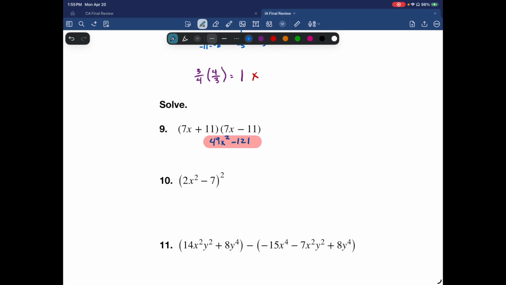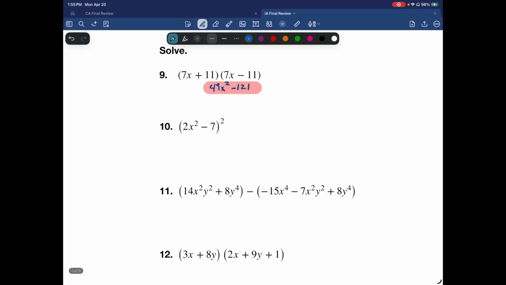All right. On number 10, because it's squared, that means you're going to write it twice. So you got 2x squared minus 7, 2x squared minus 7. And you're going to FOIL it out. First times first, outer times outer, inner times inner, last times last. Okay, so that's going to give you 4x to the fourth, minus 14x squared, minus 14x squared, plus 49. Combine the middle term, you got 4x to the fourth, minus 28x squared, plus 49.